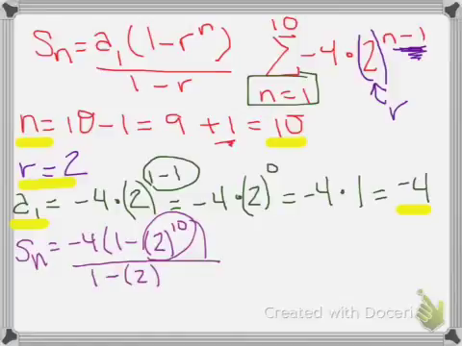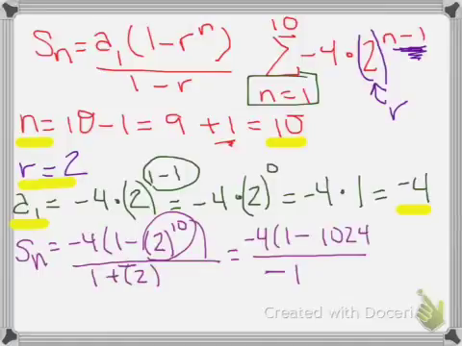2 to the 10th, once again, you can do that in your calculator. Probably will want to do that. We get negative 4 still. The bottom, we can slash and dash if you want to do that, or just do 1, take away 2. 2 to the 10th is 1024, positive. So we can do 1, take away 1024.